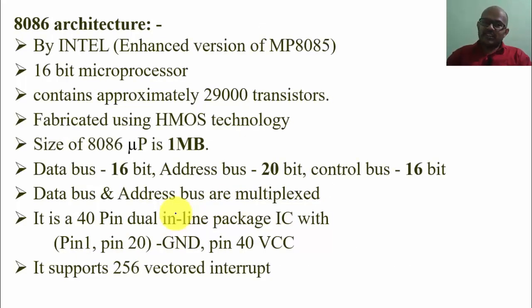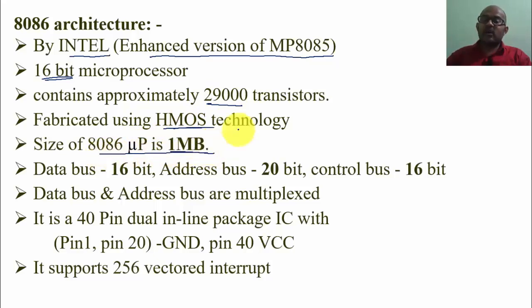Now if I am talking about 8086 architecture, it is developed by Intel and it is an enhanced version of microprocessor 8085. In the case of microprocessor 8085, the data bus is 8 bits wide, but in this case it is 16 bits wide. It contains approximately 29,000 transistors fabricated using HMOS technology, and the memory size of the 8086 microprocessor is 1 MB, that is, you have a 20 bit address bus, which equals 2 power 10 times 2 power 10. What is 2 power 10? It is 1 KB times 1 KB, that is, 1 MB. So the addressing capacity is up to 2 power 20.